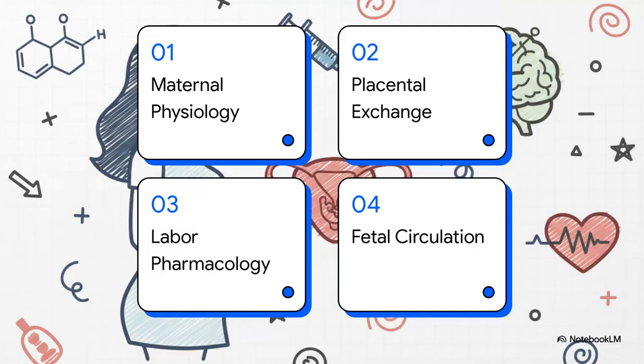Here's our roadmap. We're going to map this complex clinical journey chronologically. So, 1. Maternal physiology. 2. Placental exchange. 3. Labor pharmacology. And wrapping up with 4. Fetal circulation. Let's get right into it.